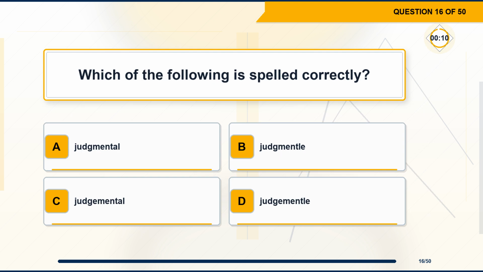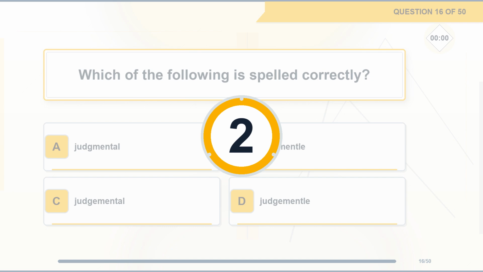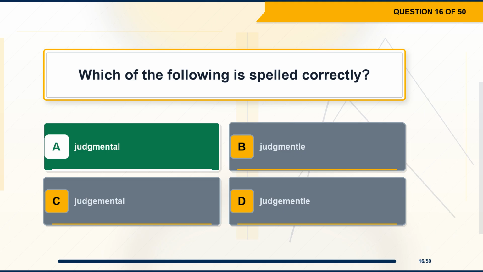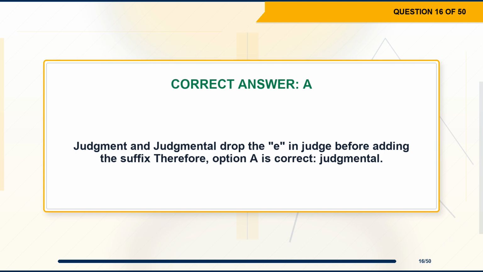Question 16. Which of the following is spelled correctly? Option A, judgmental. Option B, judgmental. Option C, judgmental. Option D, judgmental. The correct answer is option A, judgmental. Explanation. Judgment and judgmental drop the E in judge before adding the suffix, therefore, option A is correct, judgmental.